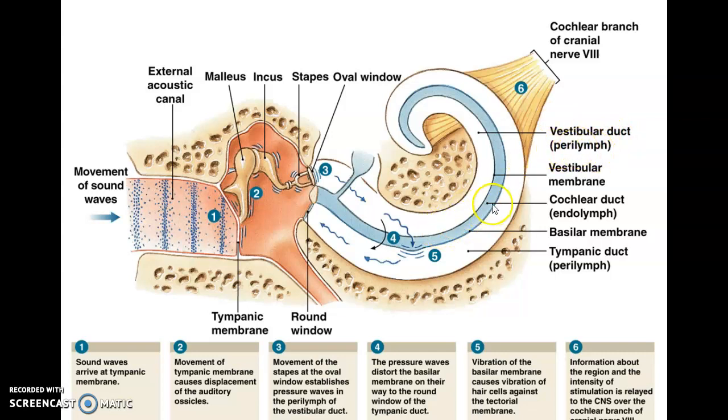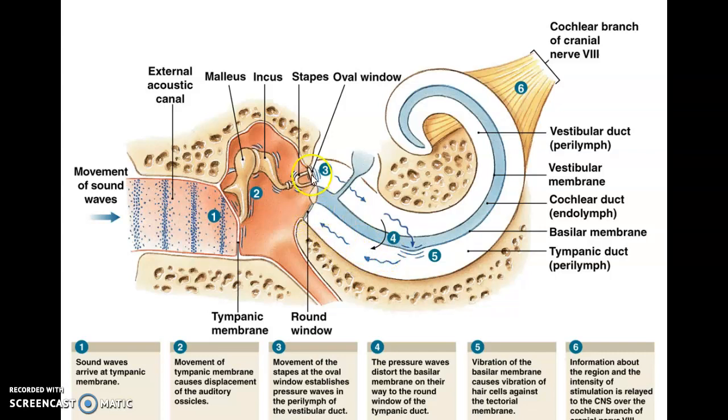Now the middle duct, which is the cochlear duct, is where our actual organ of hearing, called the organ of Corti, is found. It also has that membrane that surrounds the organ of Corti, and so it's going to have endolymph, that thicker fluid, in it. And then finally, the last duct, called the tympanic duct, has more perilymph, or watery fluid, in it, and it ends at an area called the round window.